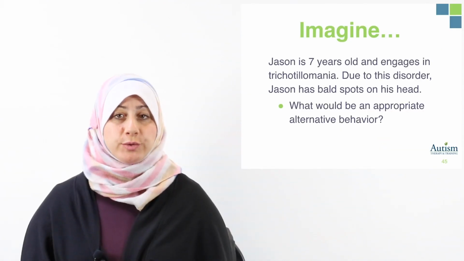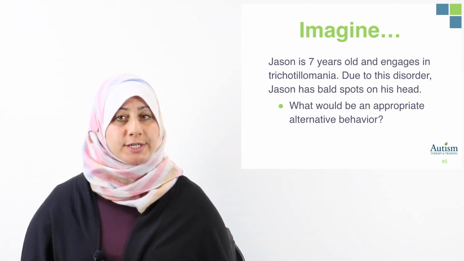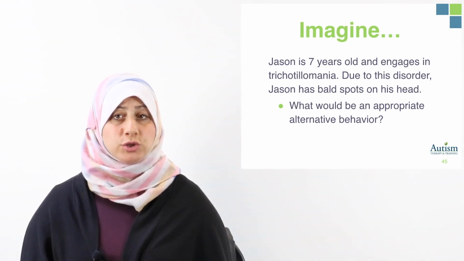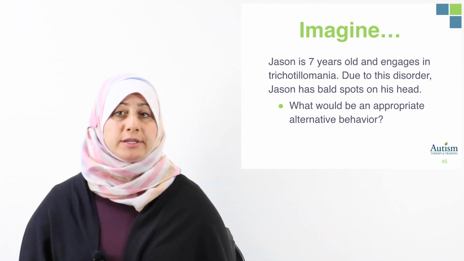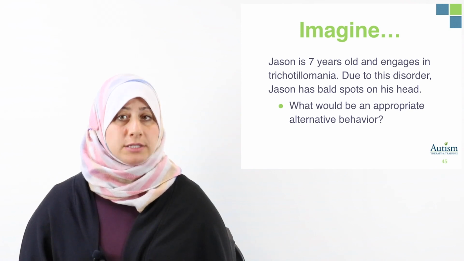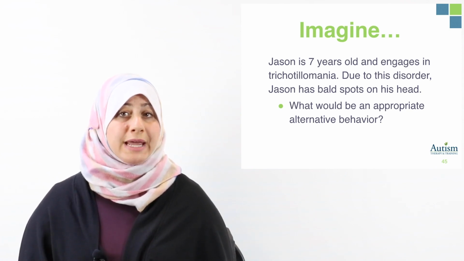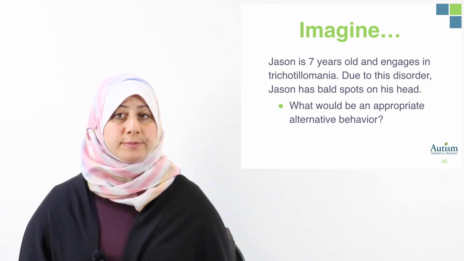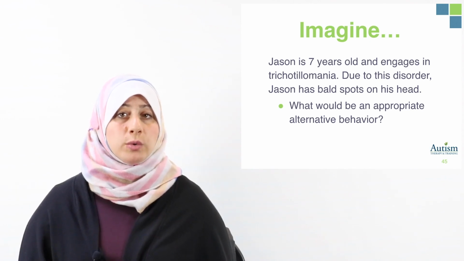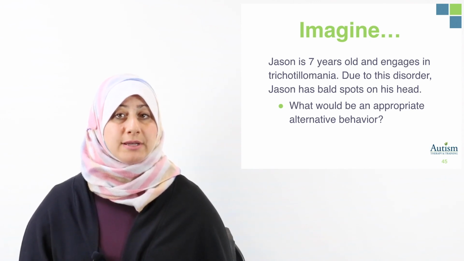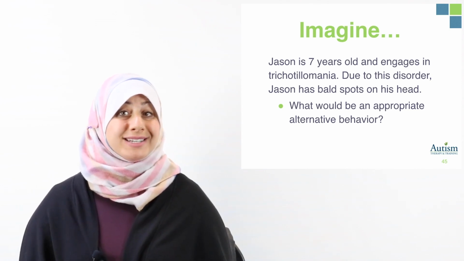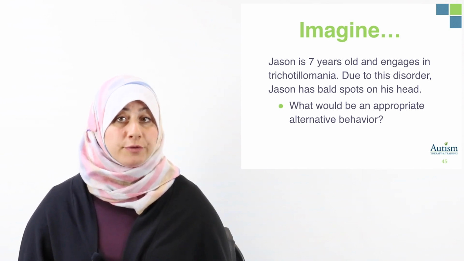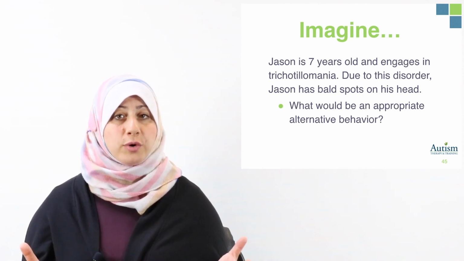Jason is 7 years old and engages in trichotillomania, a hair-pulling disorder. Due to this disorder, Jason has bald spots on his head. The behavior analyst decided to use an FI DRO. What behavior will the RBT reinforce? Remember, a DRO is when you reinforce the absence of the problem behavior. So, as long as hair pulling did not occur during that fixed interval time, then you can reinforce.